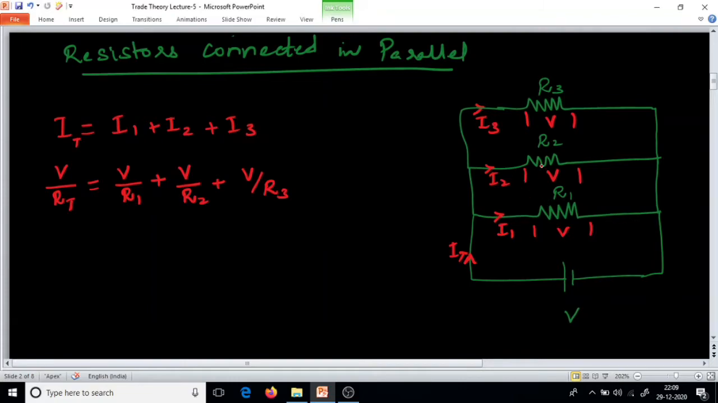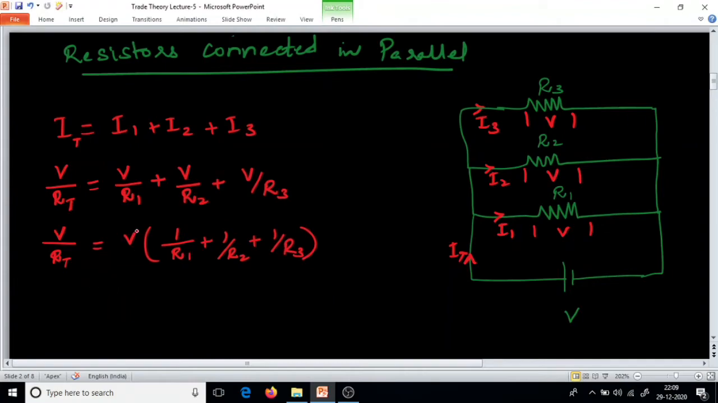So what is the current I3? The voltage across R3 divided by R3. And what is current I2? I2 equals the voltage across R2 divided by R2. Similarly for the others. Now we will simplify this equation. V by RT equals V, which we take as common. What will be left? 1 by R1 plus 1 by R2 plus 1 by R3.